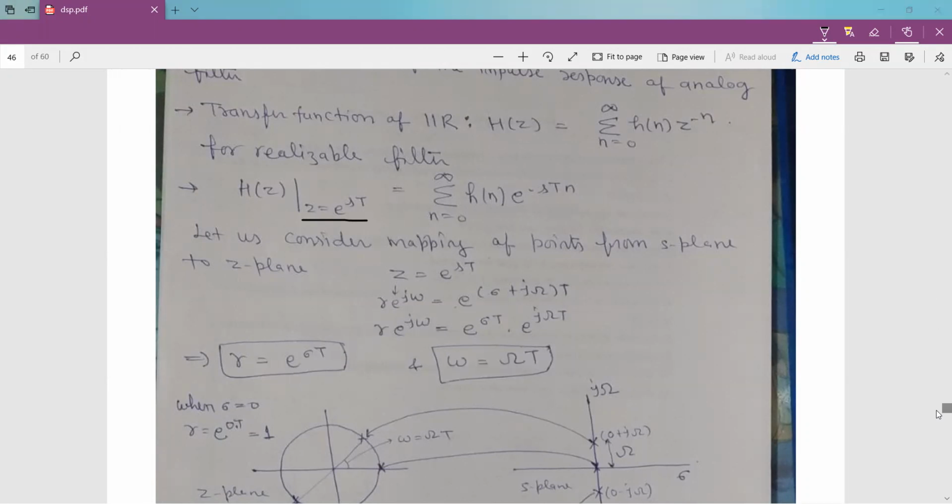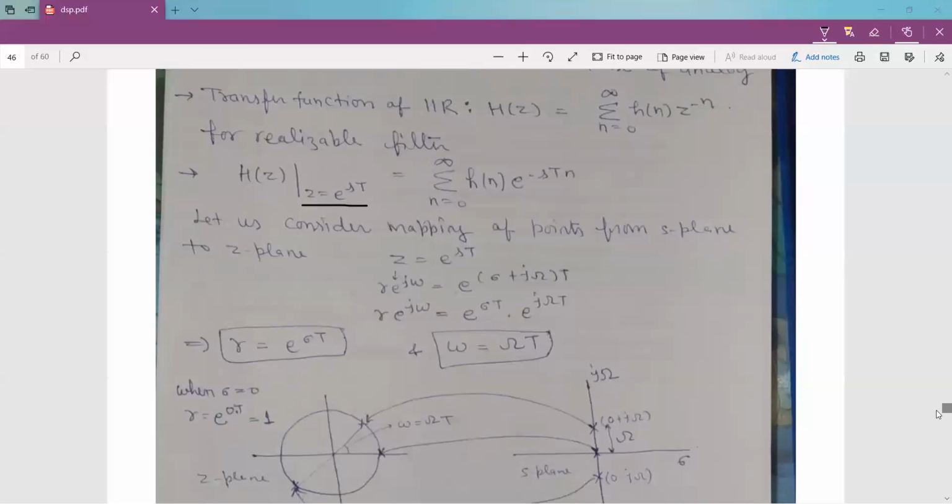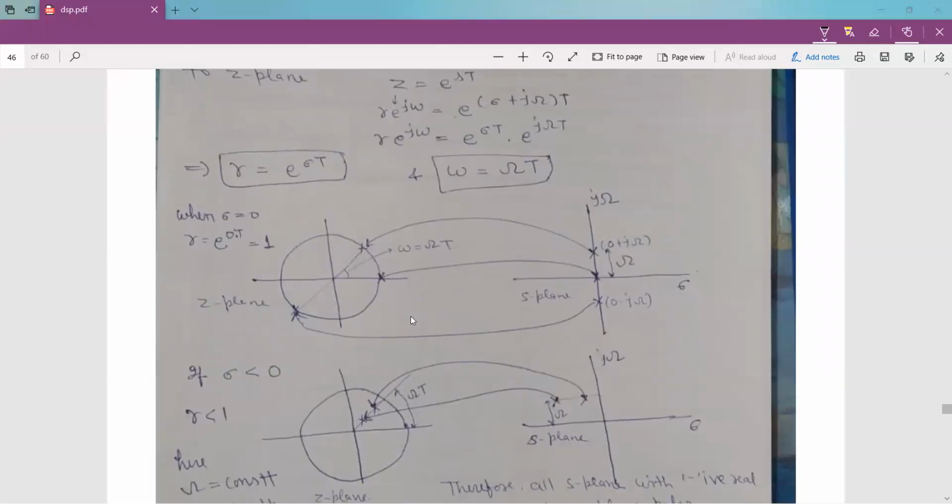So from this point, we see that if sigma equal to 0, then e raised to the power 0 is equal to 1, which means r equal to 1 in this case. So any value on the j omega axis in the S plane represents a sigma equal to 0 value, because sigma is 0 here.